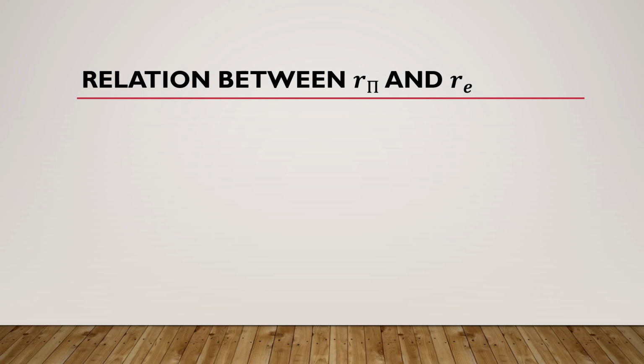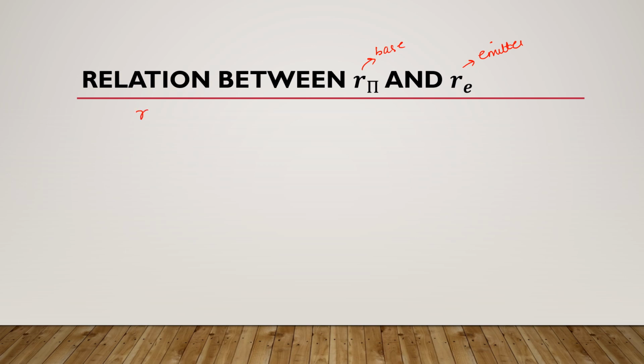Now here this R pi is the small signal input resistance between base and emitter when you are looking into the base, and this Re is the small signal input resistance between the base and emitter when you are looking into the emitter. So what is the relationship between these two resistances?